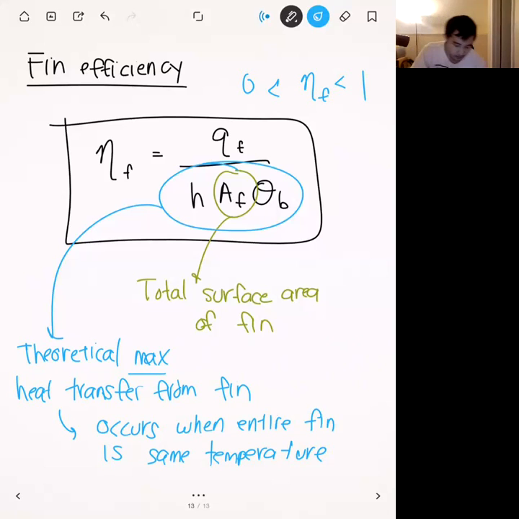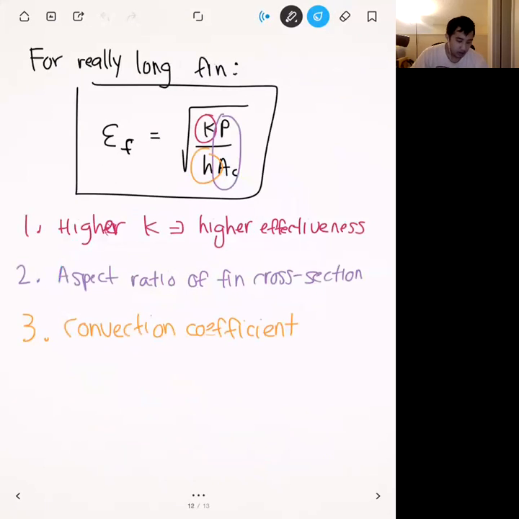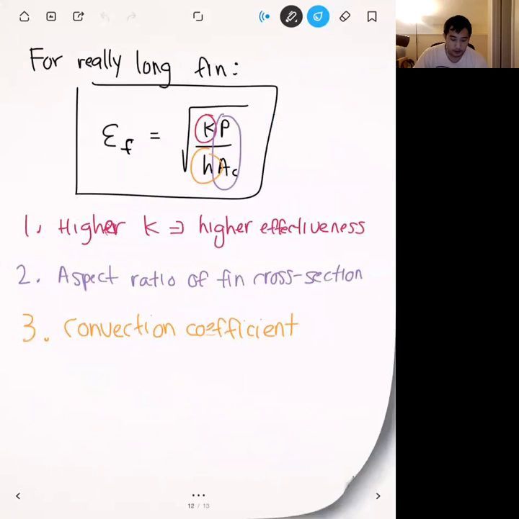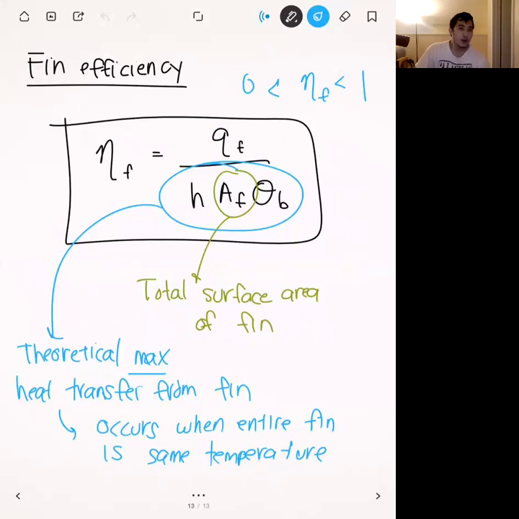Okay. All right. And so again, for the fin problems, what I want you guys to really focus on in your studying is, what are some factors that make a really, really good fin? Okay. And you can base a lot of those arguments on what we talked about at the end here, which is the fin effectiveness and the fin efficiency. Okay.